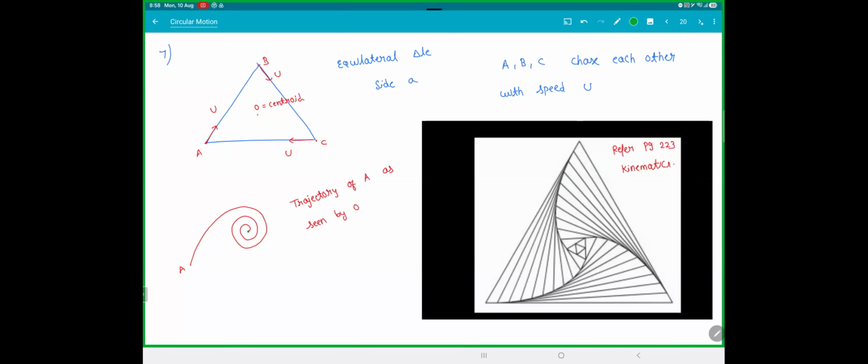So at any instant from here, this is O. If you take this vector, this angle is delta, or theta. It is the angle rotated by the vector OA bar. So this vector O to A is continuously rotating in a circle.